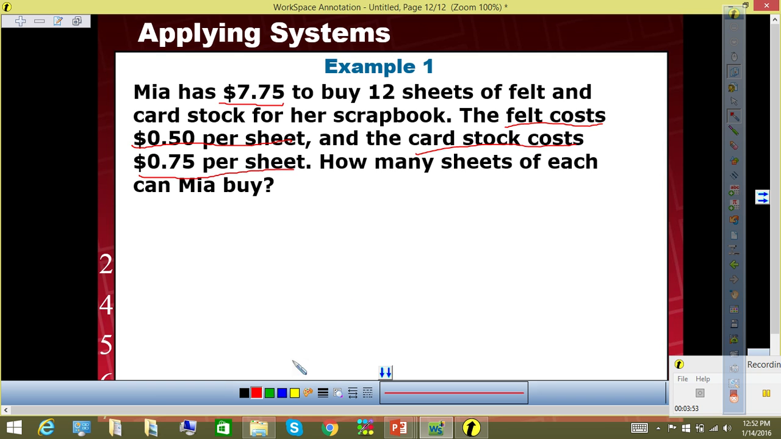Next, the other type of information, I'm going to switch to blue now, that I'm going to underline is, what else are they talking about? They're talking about the different sheets. How many total sheets does she need to buy? 12, so I underline 12. And what kind is she going to buy? Felt and cardstock. Okay? So now that we have our information underlined, the question here is how many sheets of each can Mia buy?